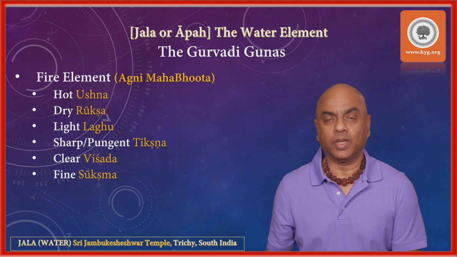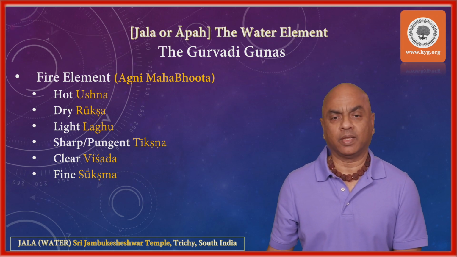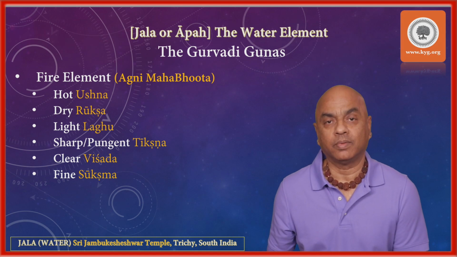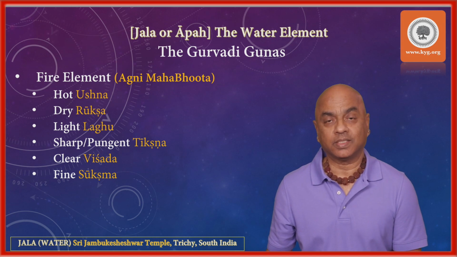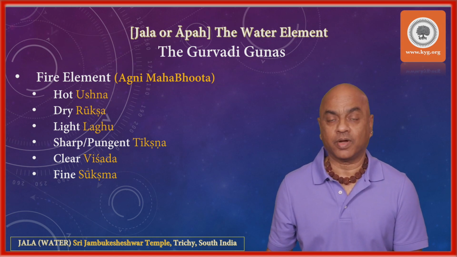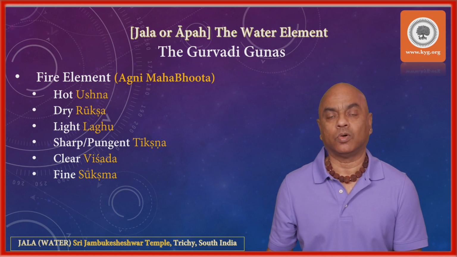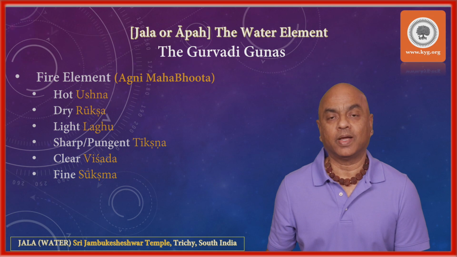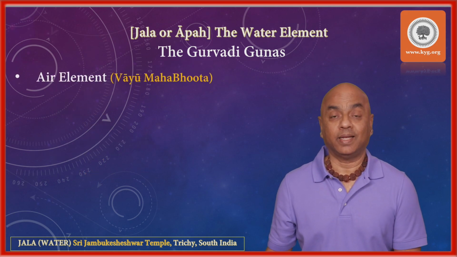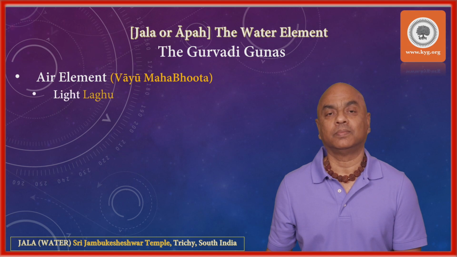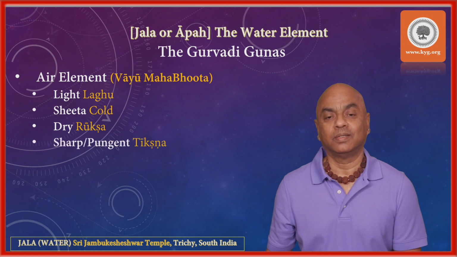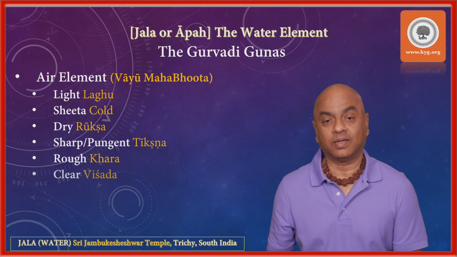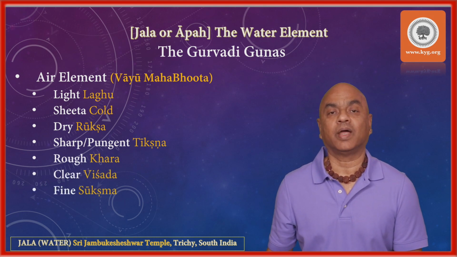So in your food that you eat or in the drinks that you have, think of these qualities if you have them in your food. And if so, how much of that? Is it too much? Too much of fire is definitely not good. Absence of fire, again, is not good. It's a balance of all the 6 states. So, fire element. Then comes air element, Vayu Mahabhuta. Light, Laghu, Shita, cold, dry, Ruksha. Again, is sharing a lot with the fire. Sharp, pungent, Tiksha. It is rough, Khara. It is clear, Vishadha. And fine, it is Sukshma.